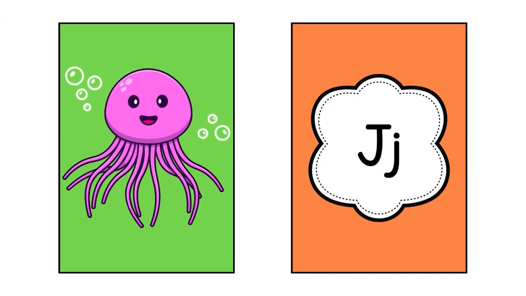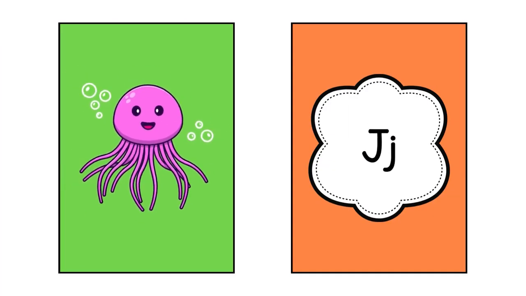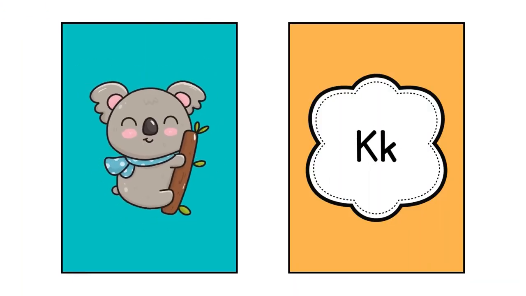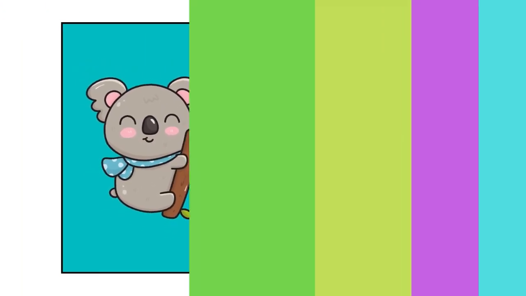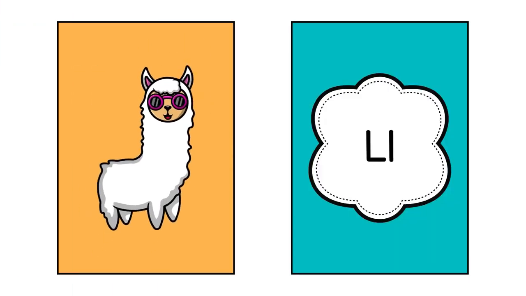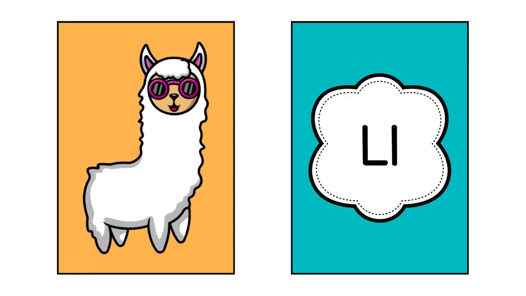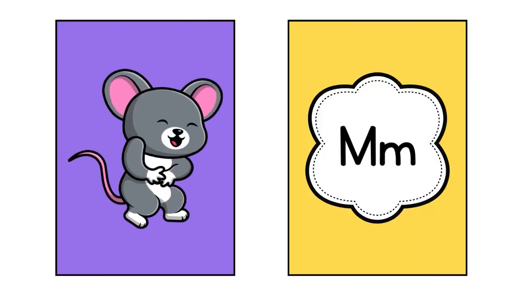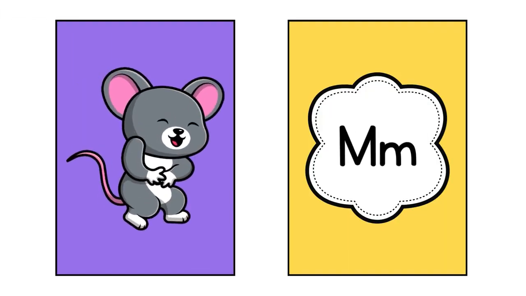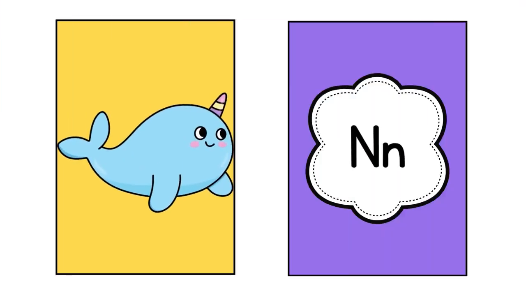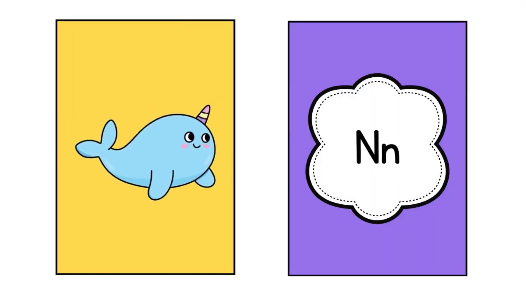J is for jellyfish. K is for koala. L is for llama. M is for mouse. N is for narwhal.